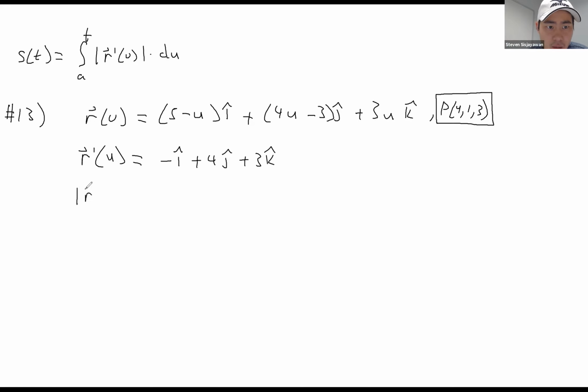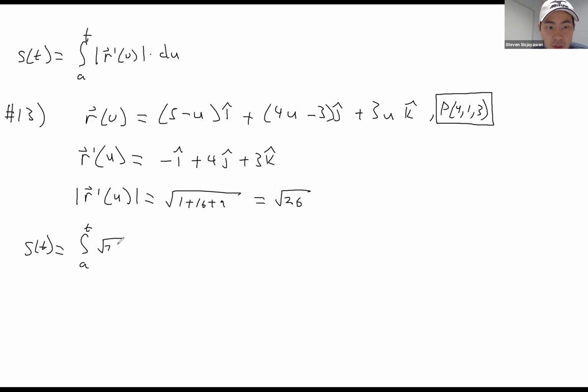Now the magnitude of r prime u is going to be equal to the square root of 1 plus 16 plus 9, so the same thing as square root of 26. Okay, so we have no variable in this. Plugging back into this formula, we have s of t is equal to the integral from a to t of the square root of 26 times du. So let's look at the lower and upper bounds of this integral. This a basically represents your starting point.